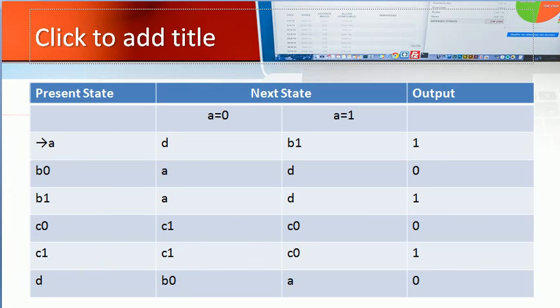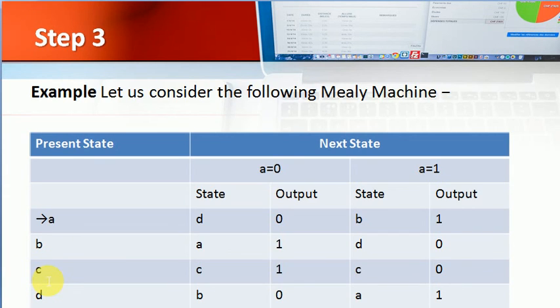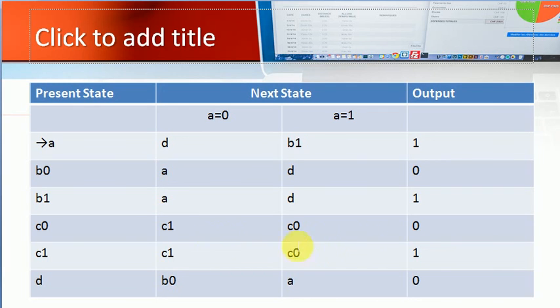Now C0 and C1. On the state C, when we give the input 0, we move to C1, giving the output 1, and when we give the input 1 on the state C, we move to the state C0. So we have written the same here, C1 and C0, C1 and C0, and the output related to C0 is 0 and the output related to C1 is 1.